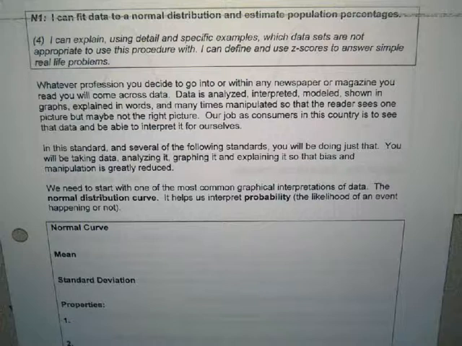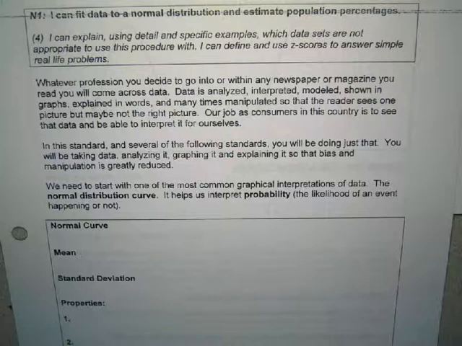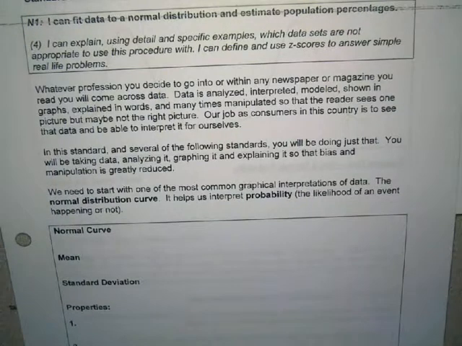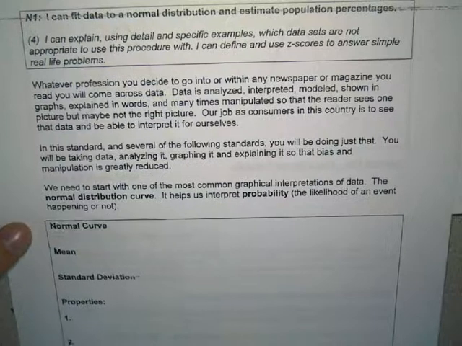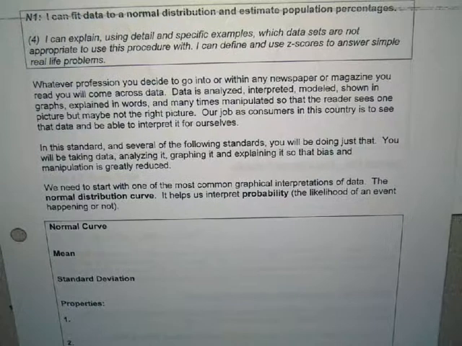Alright, so this standard has to do with data and patterns and how to interpret some of that data and patterns. Whatever profession you decide to go into, or within any newspaper or magazine you read, you will come across data. You come across data every day. Data is analyzed, interpreted, modeled, shown in graphs, explained in words, and many times manipulated so that the reader sees one picture, but maybe not the right picture. Our job as consumers in this country is to see that data and be able to interpret it for ourselves.